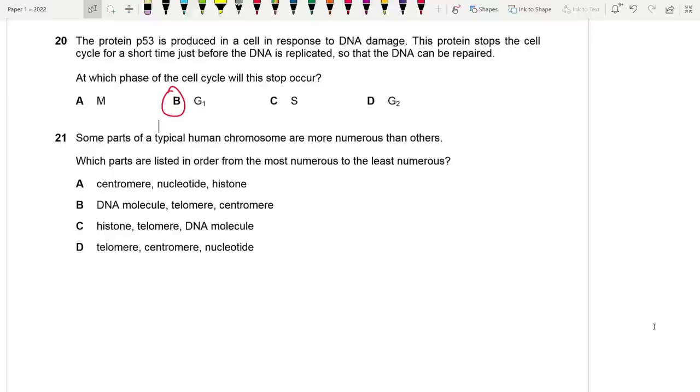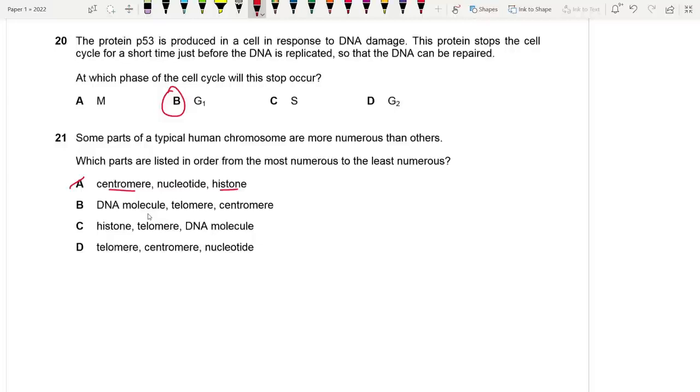Most to least. We have a lot of histones. Centromeres are not that numerous, okay? It's not A. It should be at the last. Centromere should be almost at the last comparatively.